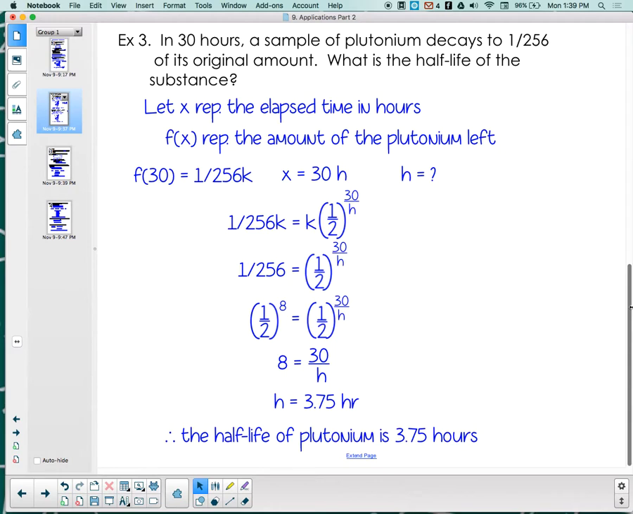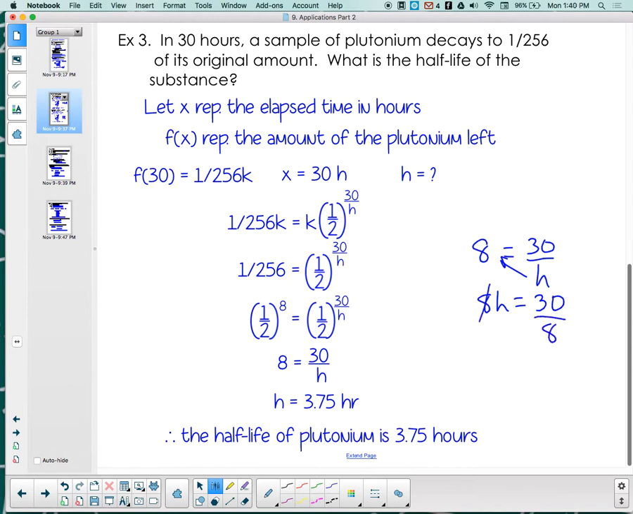If I've lost you anywhere, please let me know. Lucas, how did you get 3.75? You've got to cross multiply and divide. So 8 equals 30 over h. We cross multiply the h. So we get 8h is equal to 30. And then we divide by 8. So it's 30 divided by 8, which is 3.75.